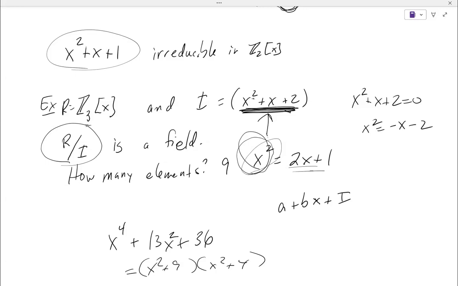All right. In any event, are we okay with this example now? Okay. All right.